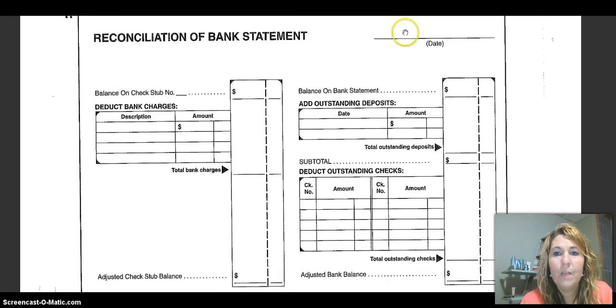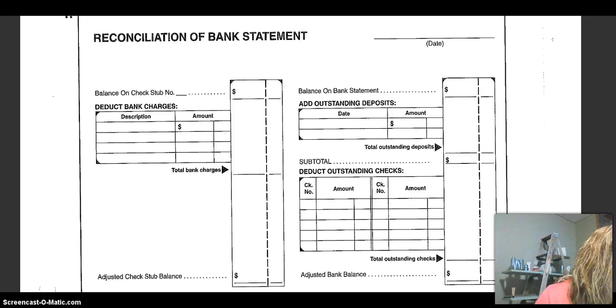Okay, the date. This is going to be the date that we are actually doing our work. So this is not the date that's on the bank statement. This is the date we received it. And it says that we received this on July 29th of the current year.